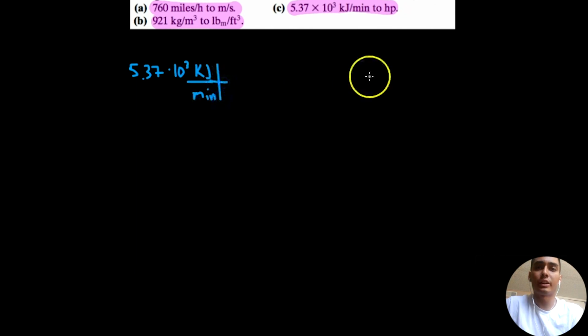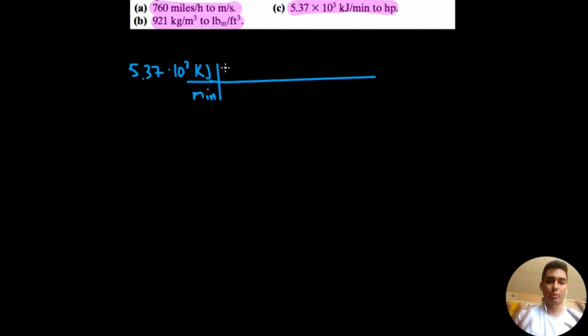All right. And for our last problem, we want to convert 5.37 times 10 to the 3 kilojoules per minute to horsepower. So now we're going to do some energy. 5.37 times 10 to the 3 kilojoules per minute to horsepower. So this one's just a tad tricky.